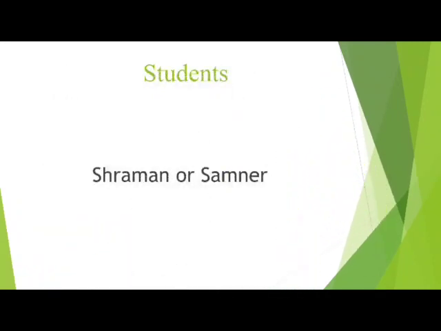Next, students. Students of this period were called Sraman or Samner. They had to compulsorily reside in viharas and follow 10 teachings. They had to get up early in the morning before the teacher and make arrangements for morning prayer. Students unable to pay the fee for higher education had to contribute manual service.